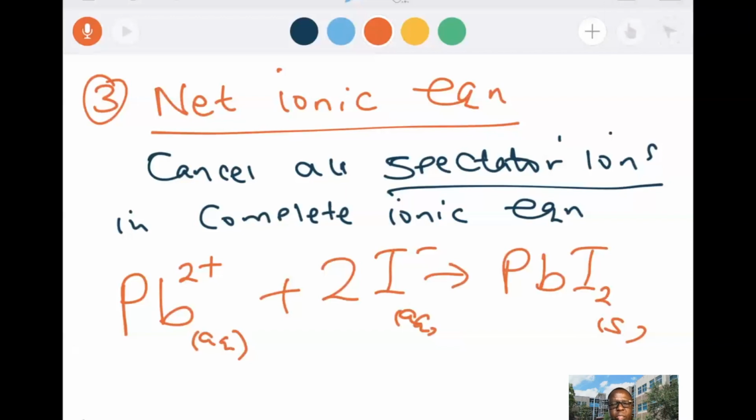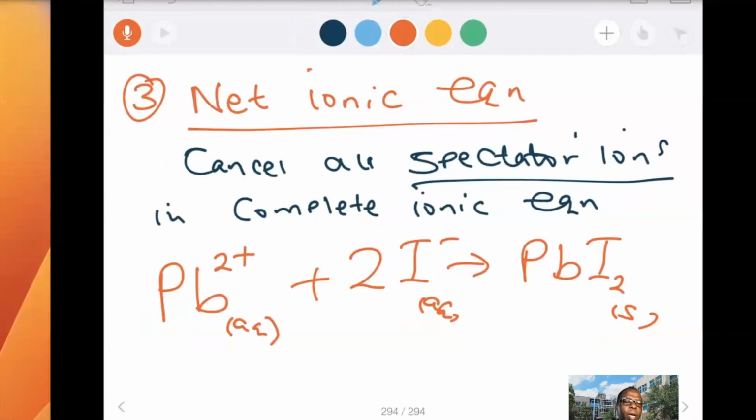Questions on this do not always ask you to generate all the three equations. The question could be tailored towards asking you to identify the spectator ions. There's no way you can identify the spectator ion unless you write the correct molecular equation and predict which one is solid, which one is aqueous. So that marks the 3 equations you need to learn.